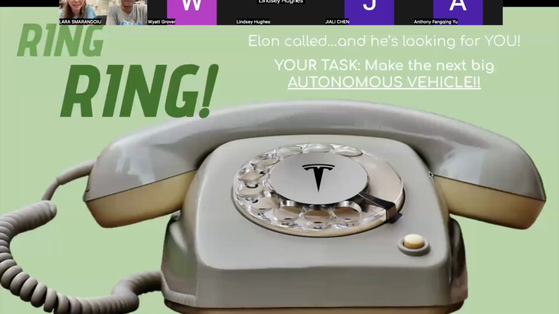Your task here is to become Elon Musk and create an autonomous vehicle. Essentially, it's called Carduino, because car and Arduino, Carduino.